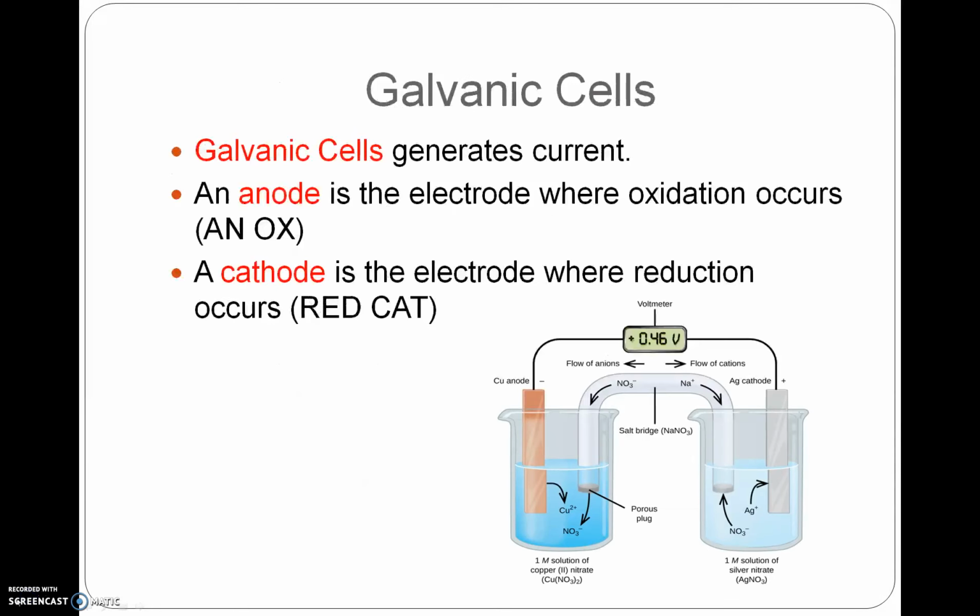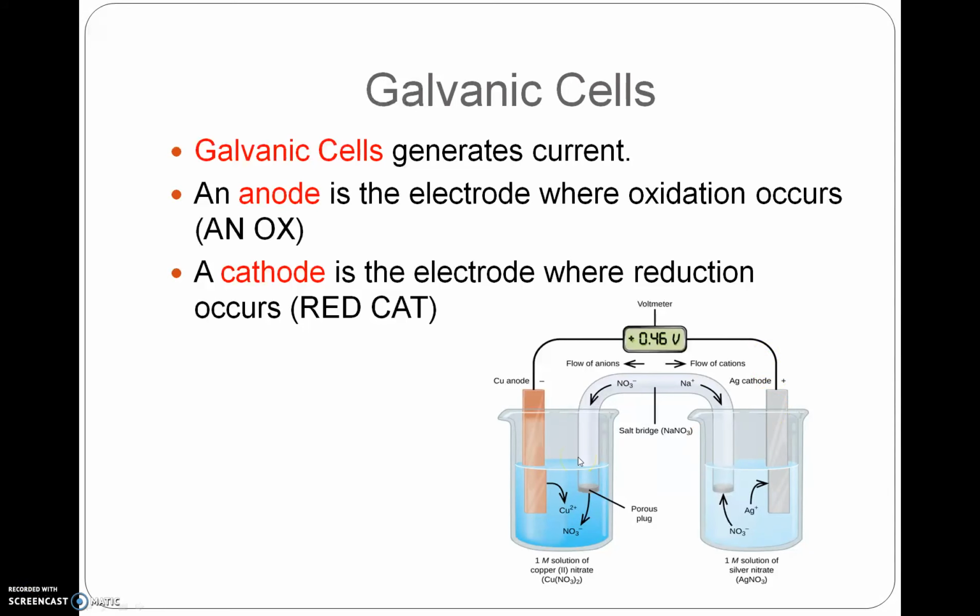Right, so galvanic cells generate current, and an anode is the electrode where oxidation occurs, and a cathode is the electrode where reduction occurs, and you can remember that from AN OX and RED CAT. So here in this example, you have a copper anode and a silver cathode, and since the anode is where oxidation occurs, the electrons will flow through the wire to the cathode.